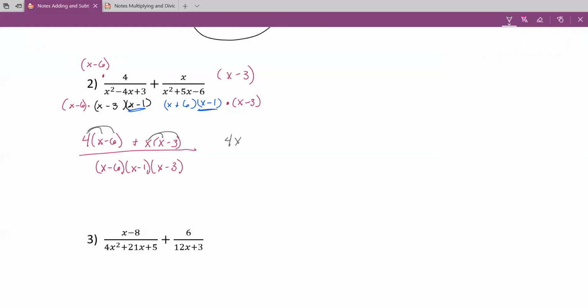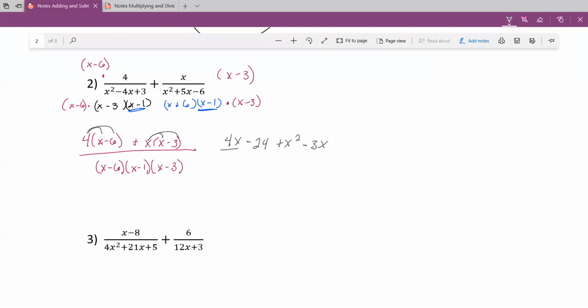So now I have 4x minus 24 plus x squared minus 3x, all over that same bottom. x minus 6, x minus 1, x minus 3. Combine like terms: x squared plus x minus 24.